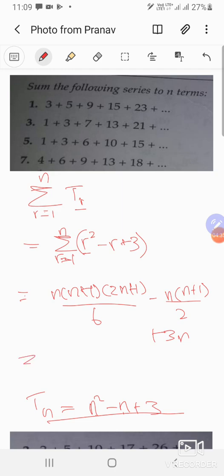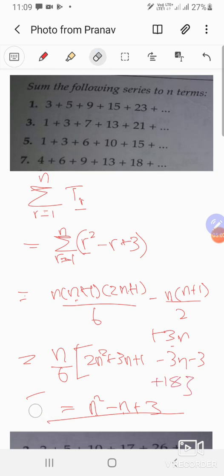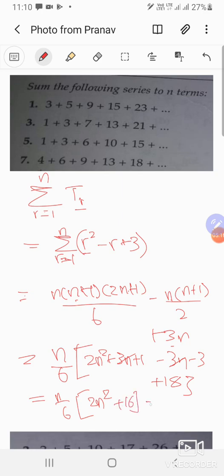Let's take n by 6 common from it. You will have n plus 1 into 2n plus 1, which is 2n squared plus 3n plus 1. Then the n is gone, so minus n plus 1, but that times 3, so minus 3n minus 3. Plus, you want a 6 in the denominator, so that has to be 18 over here, plus 18. And what is that supposed to be? That is n by 6 of 2n squared plus 3n minus 3n, that cancels. You get 1 minus 3 is minus 2, plus 18 is plus 16. That's n into n squared plus 8 upon 3. Something like that.